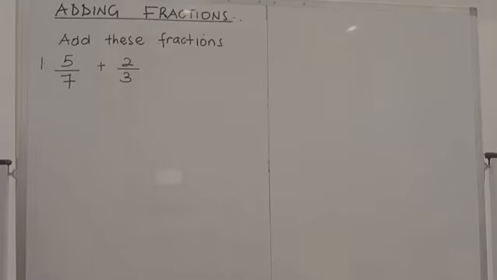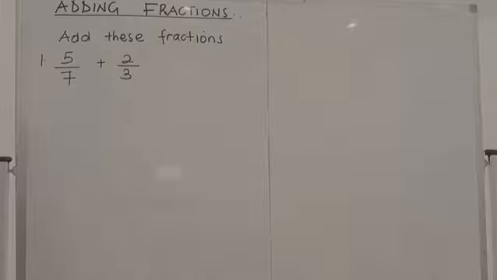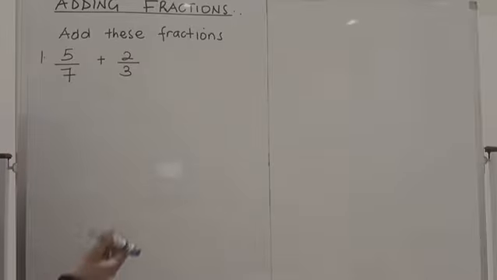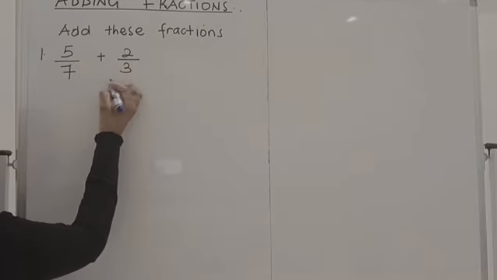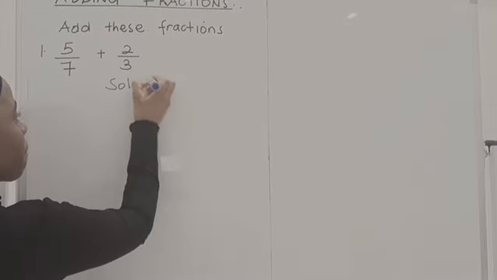Have you ever used a cross multiplication method to add fractions? Let's try out these examples. The first one here, we have 5 out of 7 plus 2 out of 3. Let us write our solution down, okay?